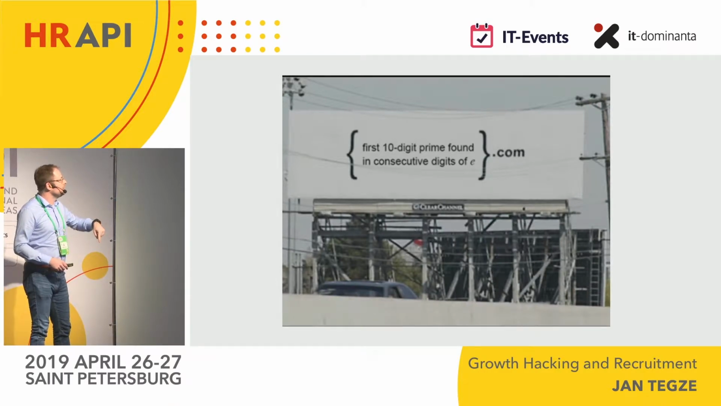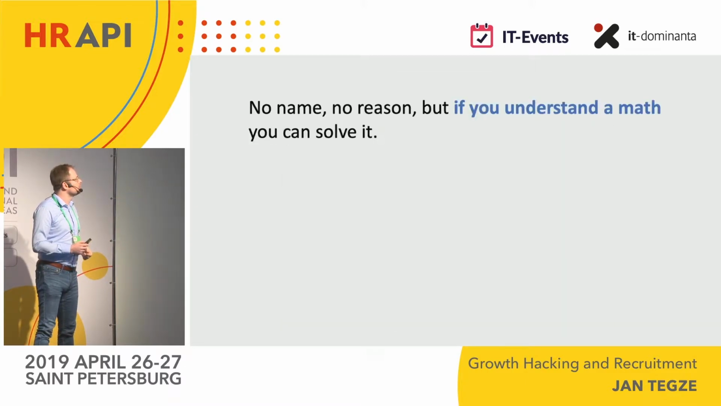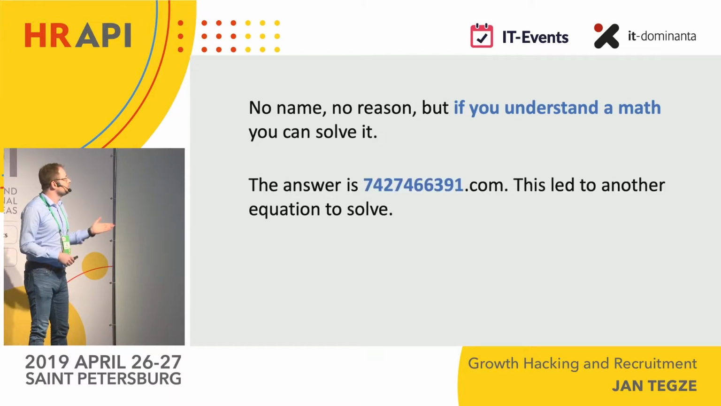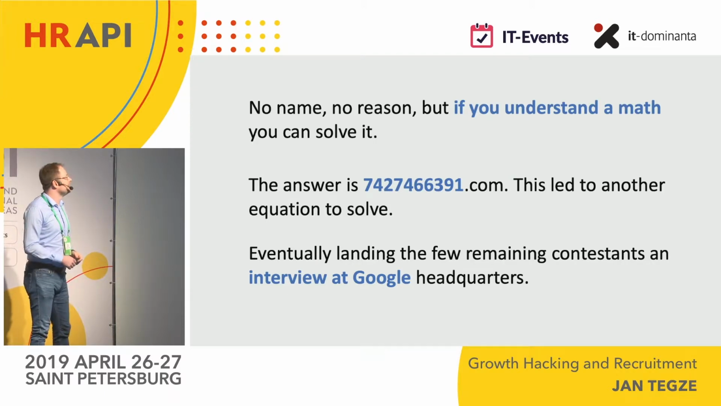I already mentioned this slide in my previous presentation, so if you didn't attend: basically, that's the banner from one company, and as I described, there was no name, no reason, but only if you understand math, you can solve it. Then that was the answer, and then basically you would get an interview at Google. So it's a very easy way to get the attention, and those things go viral because people are sharing it, and people really like challenges.